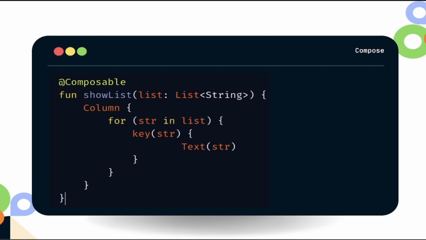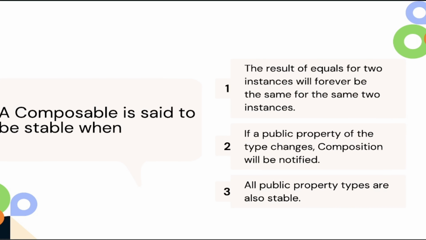in the call stack. Now let's first understand how Jetpack Compose skips a recomposition. How does it know when the inputs have changed or not? Well, if a composable is already in the composition, it can skip recomposition if all the inputs are stable and haven't changed. Now, what does it mean when I say inputs are stable? A type is said to be stable when the result of equals for two instances will forever be the same for the same two instances. If a public property of the type changes, composition will be notified, and all public property types are also stable. All deeply immutable types can safely be considered stable types.